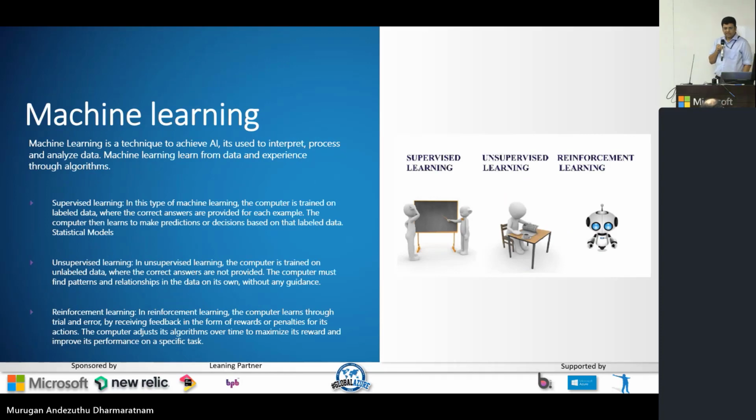So let's look at what is actually machine learning. Machine learning is a technique to achieve AI. Ideally, what it does is it receives data, it infers patterns in the data, and it creates a model, right? And using that model, when a new input is coming, it can actually predict the output.